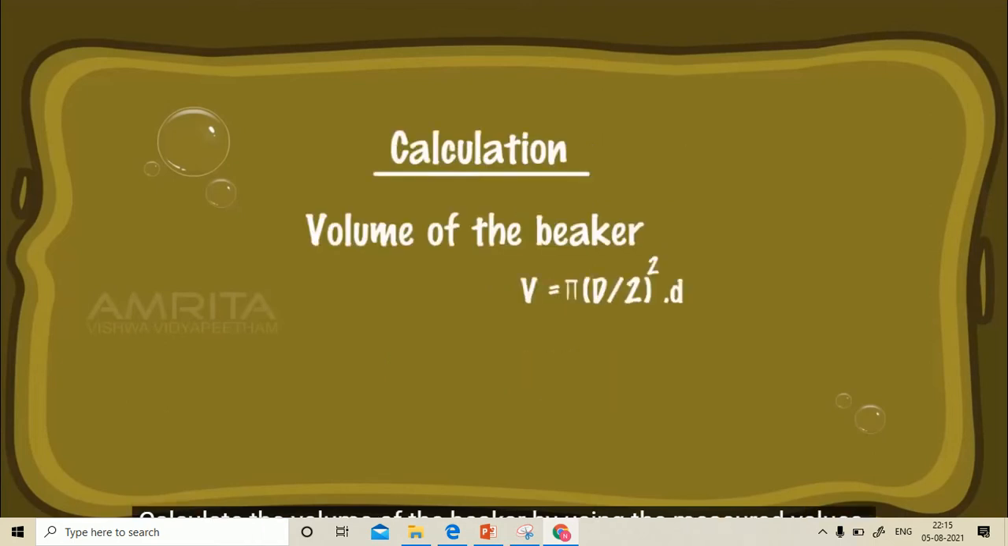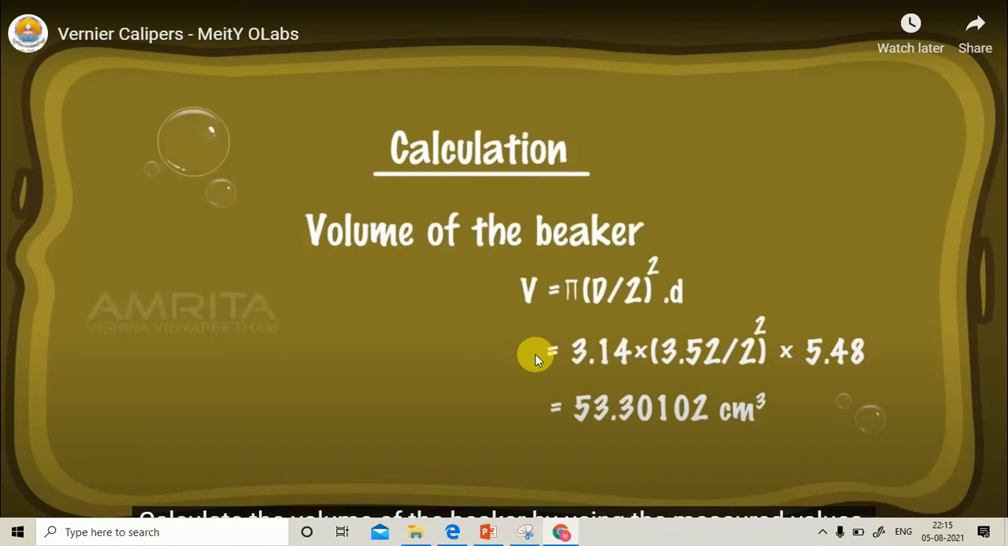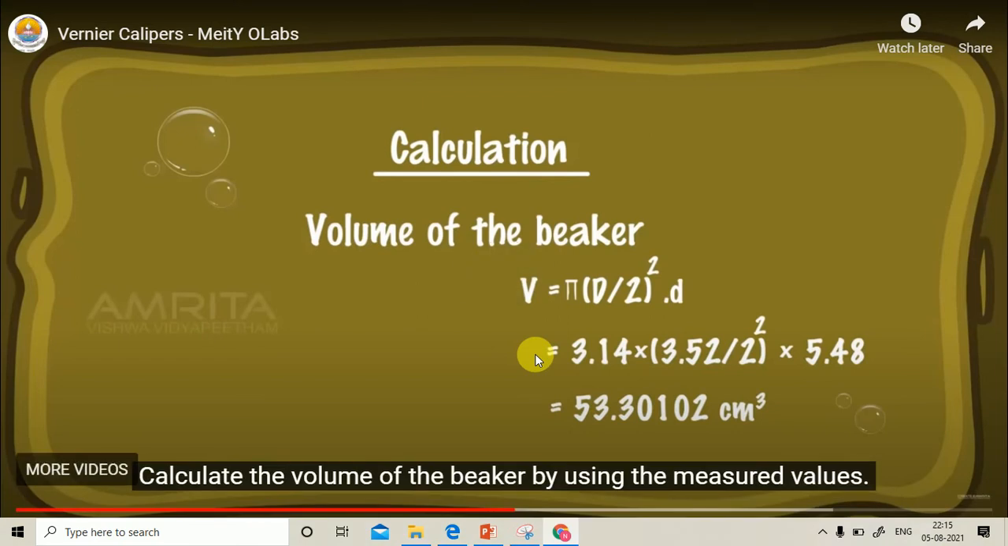Now after getting this, we have to find the volume of the beaker, which is pi r square d. If you substitute all these values, you will get the volume of the calorimeter or the beaker given to you. So the total volume is 330.102 centimeter cube. You have to do this calculation manually and substitute the result in the result column provided in the manual.